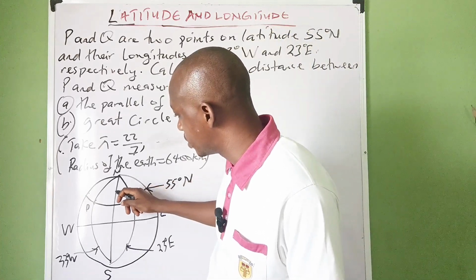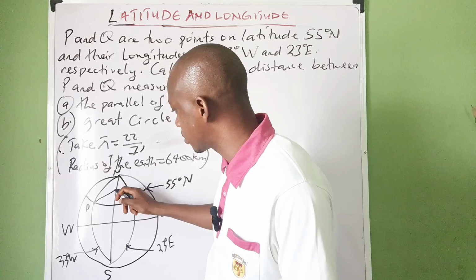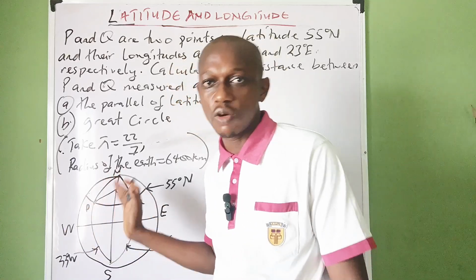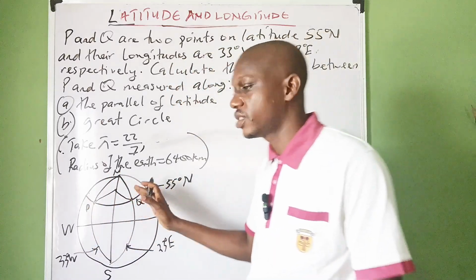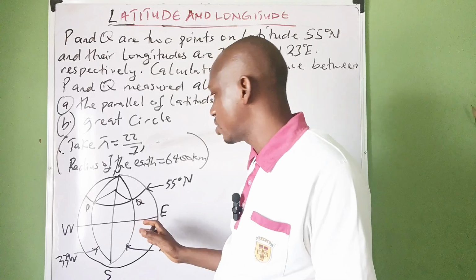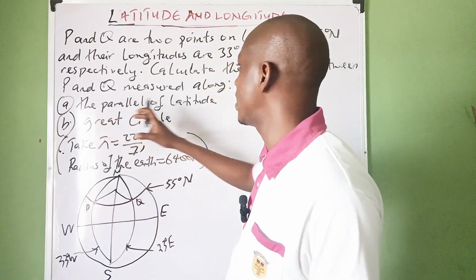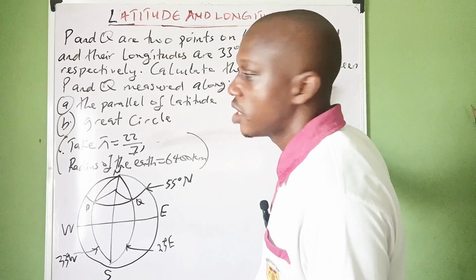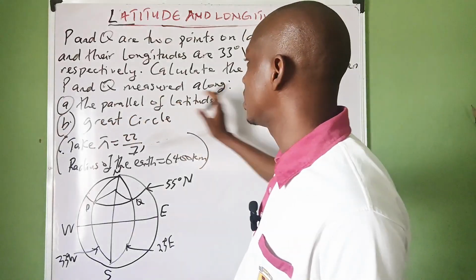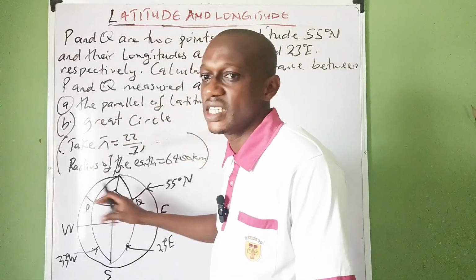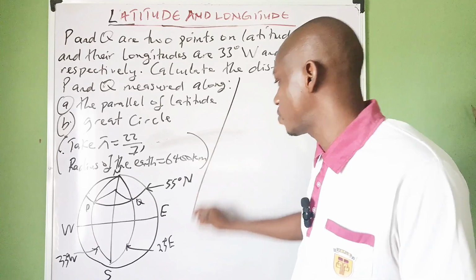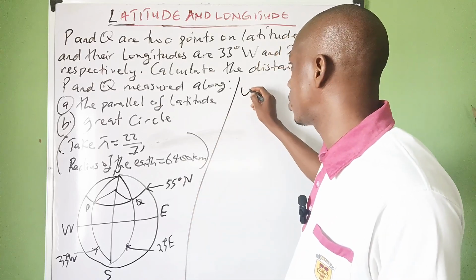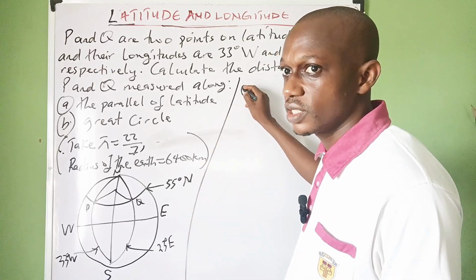That's why we now make this circle. So this is a small circle, not a big circle. They say we should calculate the distance between P and Q measured along the parallel of latitude. What we have to do first is to get our angular distance, which is theta.